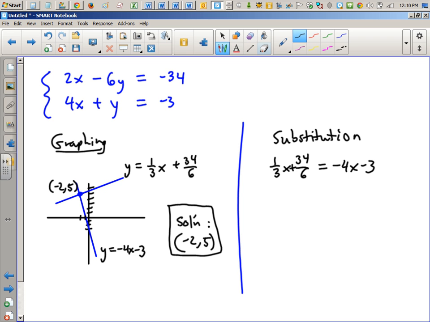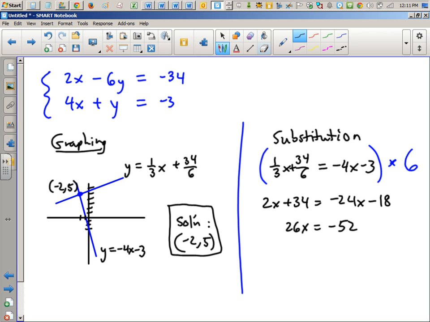Maybe multiply everything by 6. That way it reads 2x plus 34 equals negative 24x minus 18. You could bring the x's to one side, bring the numbers to the other side, and divide. Hey, we got x equals negative 2, and we did not have to eyeball it. That's a better method, isn't it? It's just more accurate. I trust it a lot more than the previous solution.